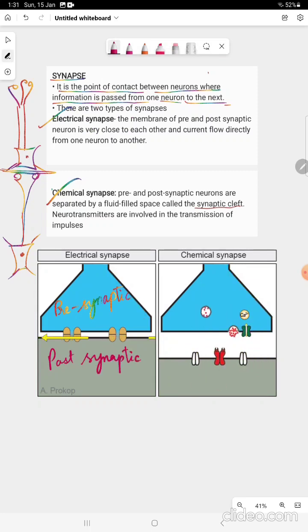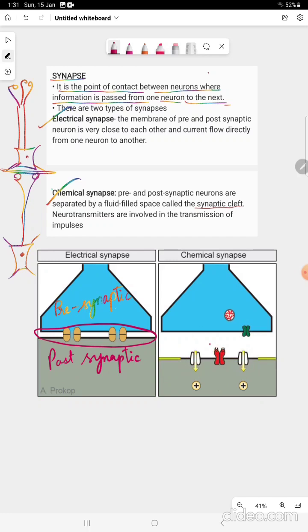Now in an electrical synapse, the current flows directly towards the postsynaptic region. The membranes of the pre and postsynaptic neurons are very close to each other, and therefore the current flows directly from one neuron to another. The space present between the two neurons is so small that the current flows directly from one neuron to the next.